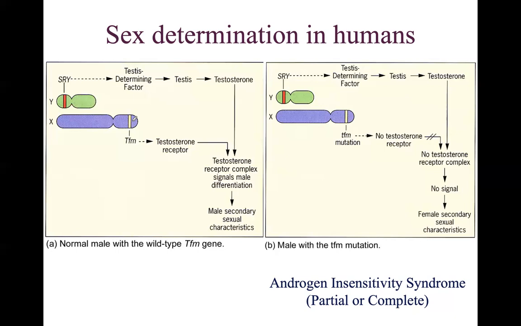Now, something happens in some individuals, which gives us somewhat of a strange situation. Let's take a look. Here we have an individual that is XY. Here's the SRY gene, right? That is causing the development of testes, and the testes produce the signal. But what do we see here in this individual?